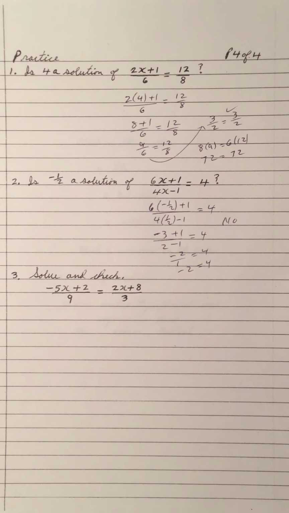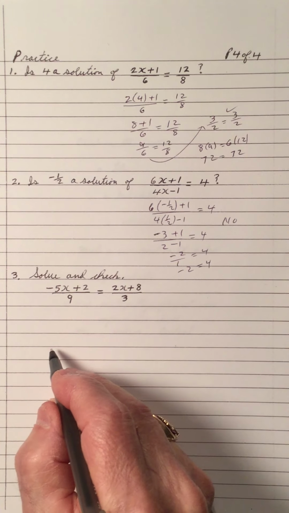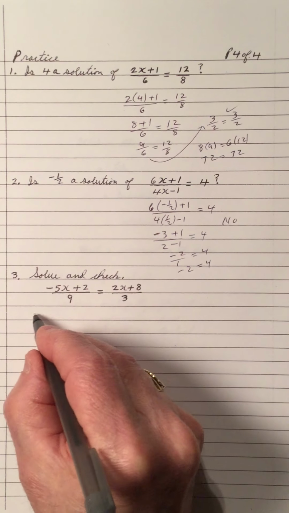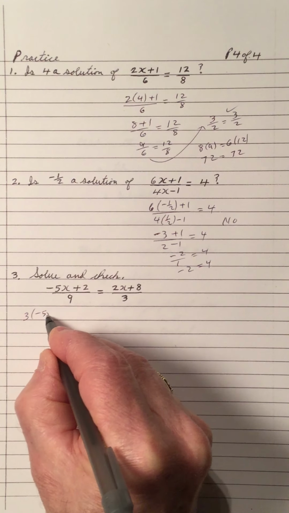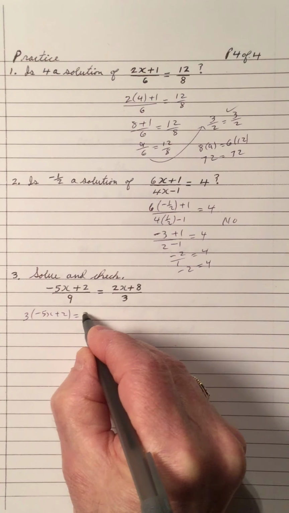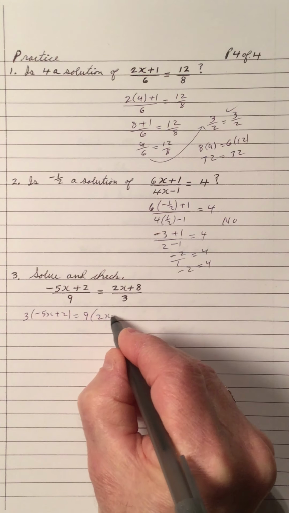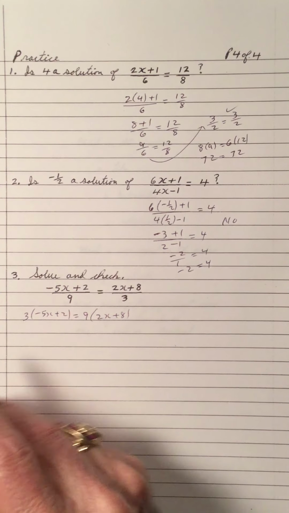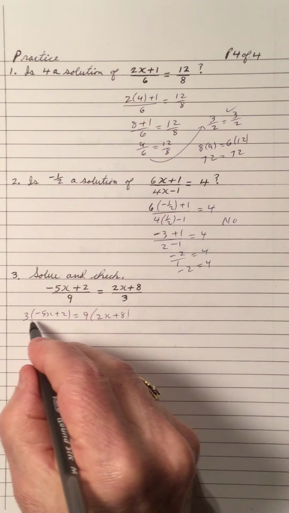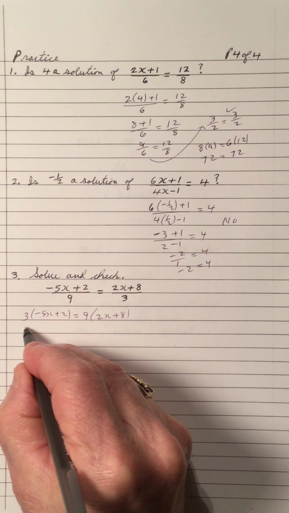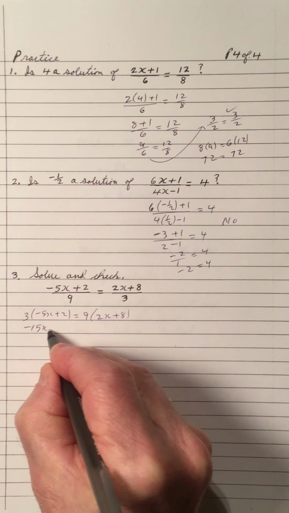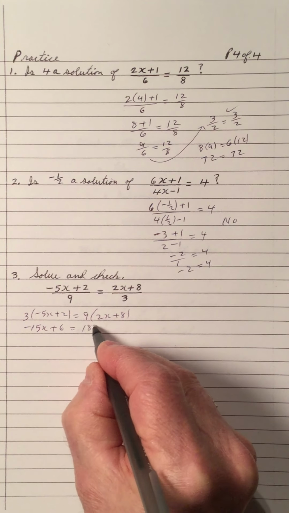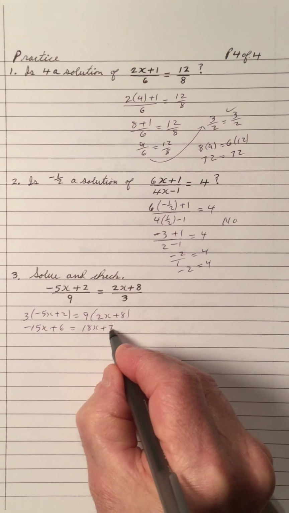Now, number 3, it says solve and check. So we're going to solve it first, and then we're going to check it after. So here we go. It's top times bottom, so it's 3 times negative 5x plus 2 equals 9 times 2x plus 8. Reminder, I prefer to put the monomial in front of the binomial. Multiply. 3 times negative 5x, negative 15x. 3 times 2 is 6. 9 times 2x is 18x. 9 times 8 is 72.